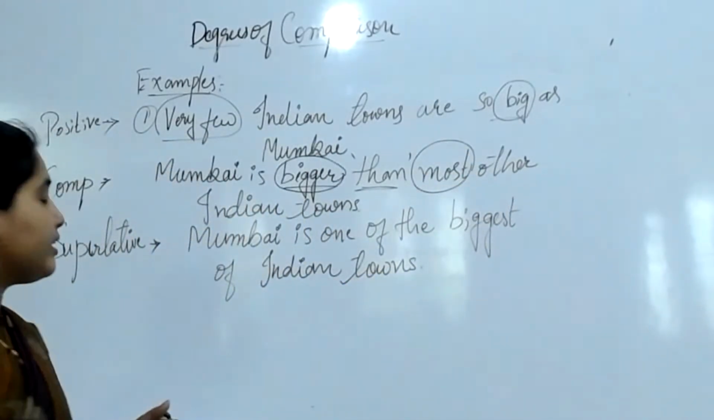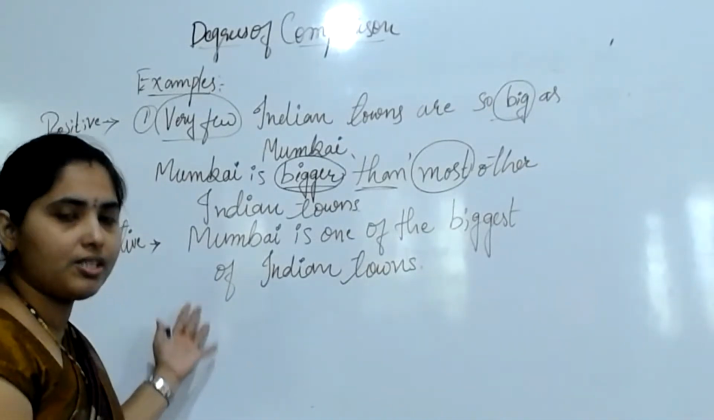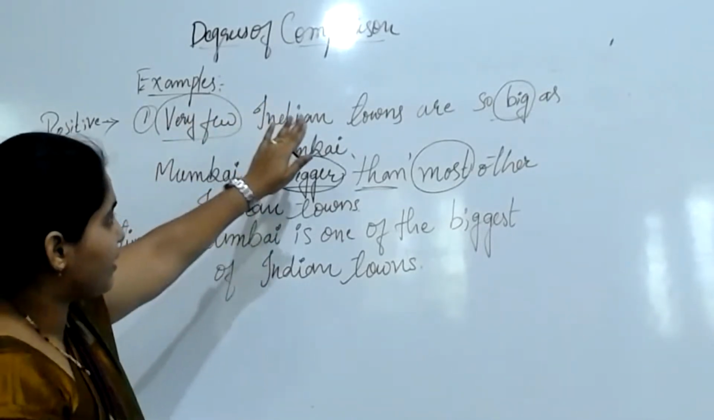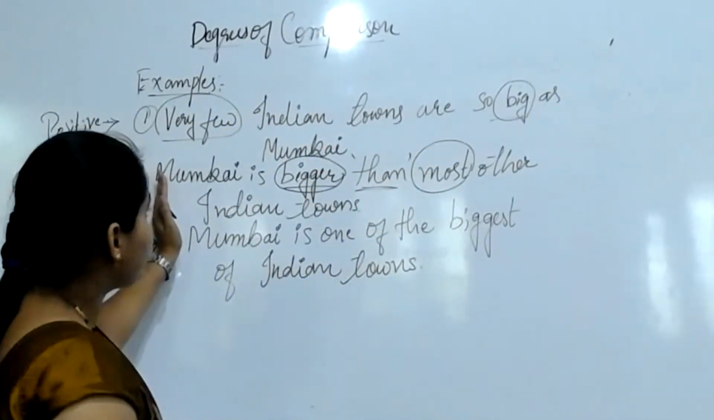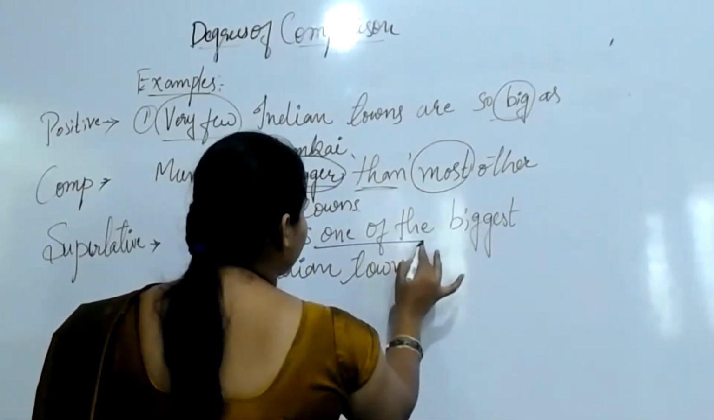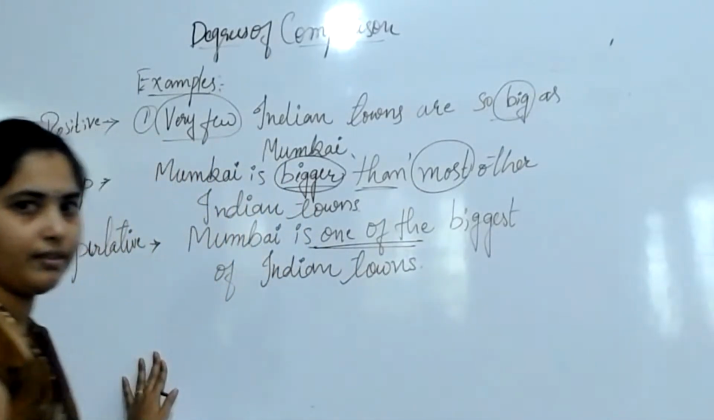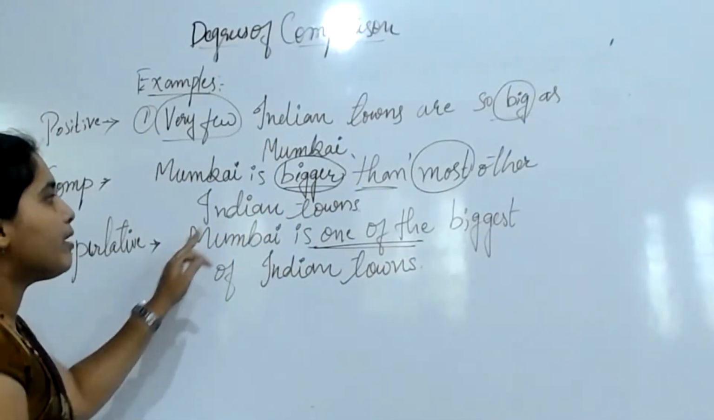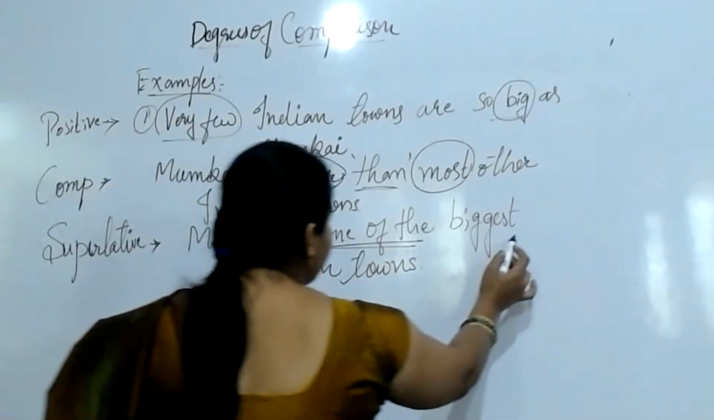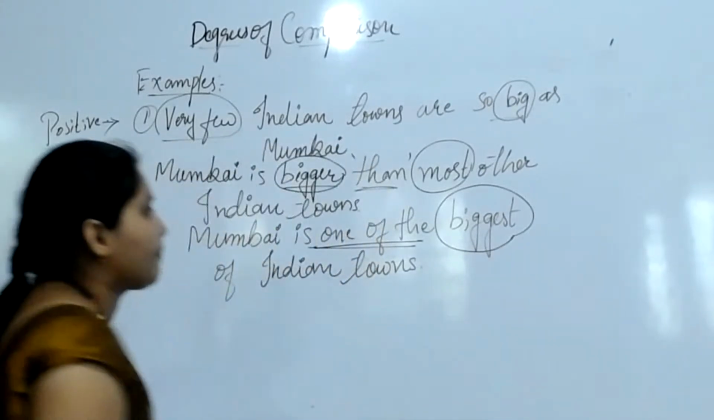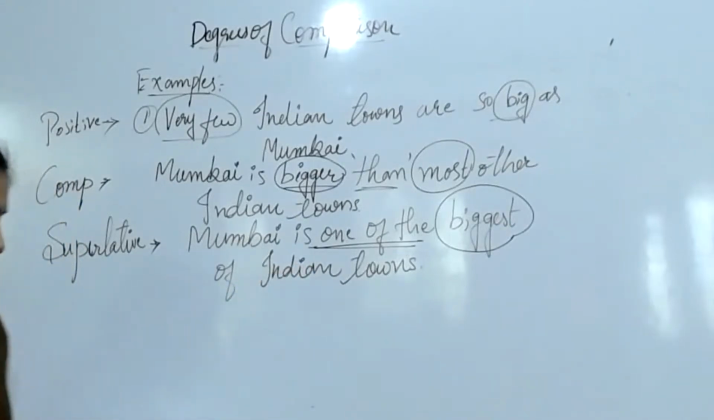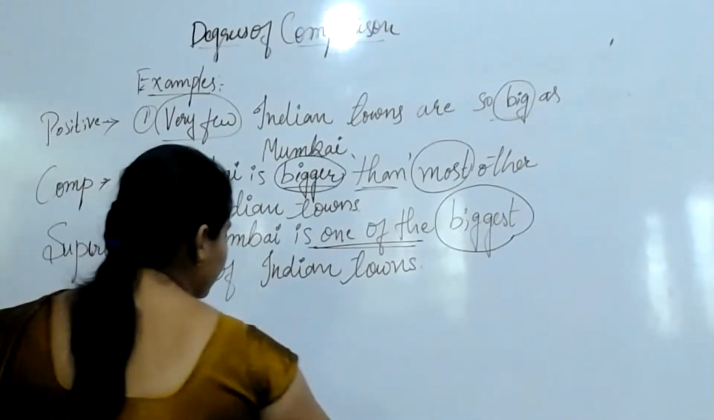As I told you, in the degrees of comparison you can change three types. Okay, so first one, if the sentence begins with very few, you have to use most other, and one of the in the superlative degree. Okay, so now superlative degree, Mumbai is one of the biggest of Indian towns. So here you should use biggest. Mumbai is one of the biggest of Indian towns. So now next example.